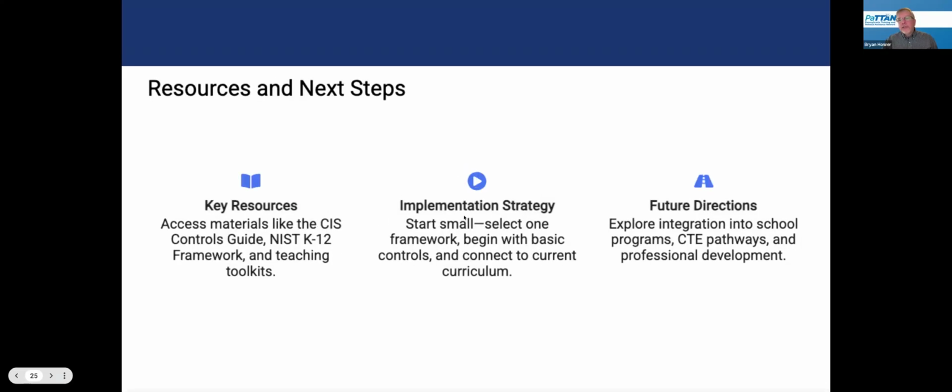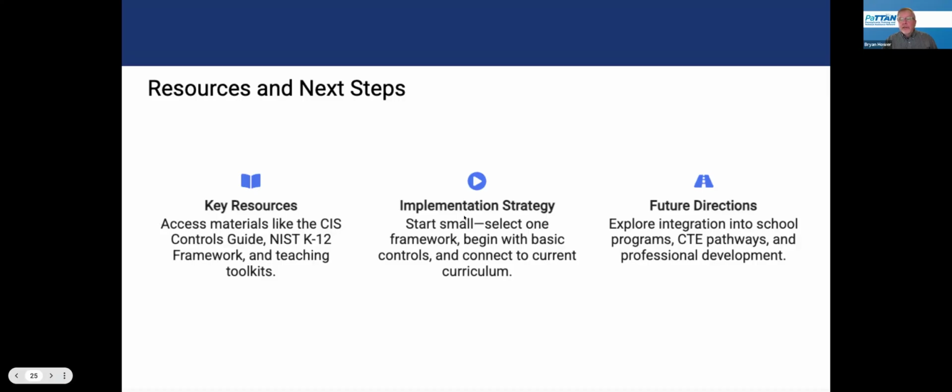To support the integration of cybersecurity frameworks into education, a range of resources are available. The SIS Controls Implementation Guide and the NIST K-12 Cybersecurity Framework provide excellent starting points, and many educational toolkits offer curriculum-ready materials. When beginning implementation, simplicity is key. Choose a single framework and focus on foundational controls that resonate with your existing curriculum. Gradual integration allows for meaningful adaptation without overwhelming teachers or students.